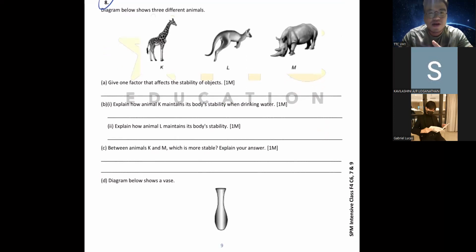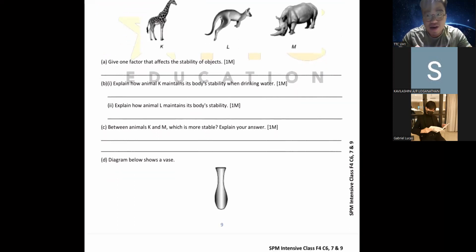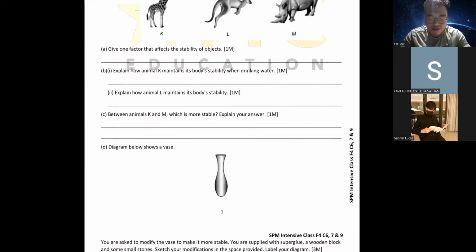Okay, B1. How animal K maintains its body stability when drinking water? They open their legs. Okay, open legs. So how L maintains stability? How does a kangaroo maintain stability? It will place its tail on the ground. Of course, kangaroo has very heavy and big tail. So when they put it on the ground, it stabilizes itself.